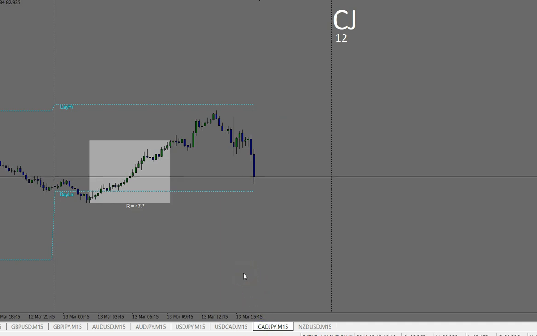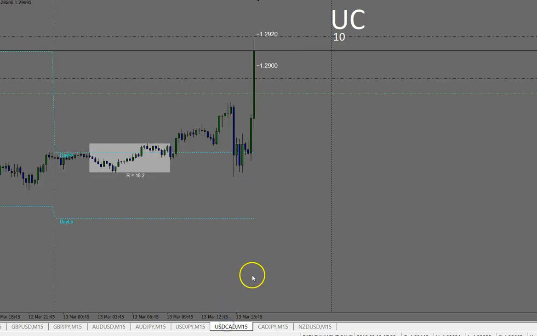Canadian dollar Japanese yen, I didn't take that on the Canadian news simply because the Japanese yen was showing weakness and that was holding it steady at the time, but you can see the Canadian dollar weakness has taken over that Japanese yen weakness. Anyway, that's moving up quite nicely. Let those trades ride and see what happens.